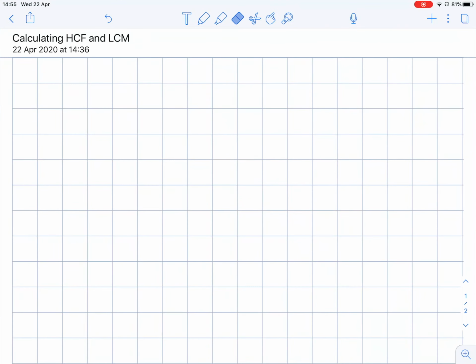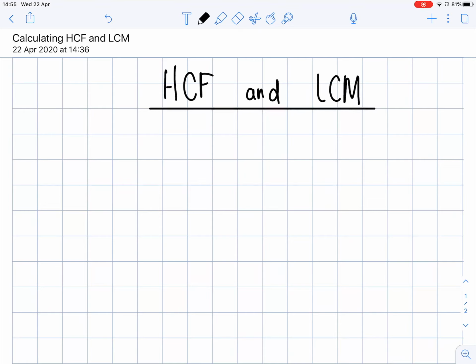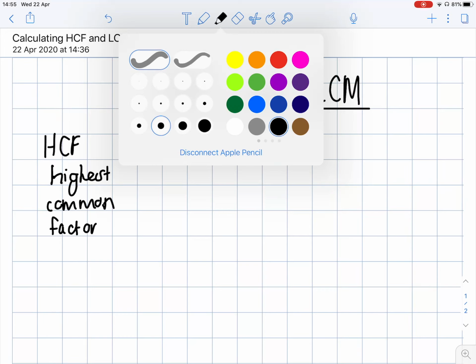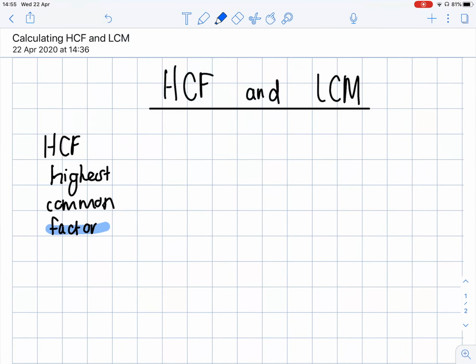Okay, when we calculate the HCF and the LCM of 2 or 3 or multiple numbers, we first need to know what each of these means. So when we break up the word HCF, we know it stands for highest common factor. And many of us freak out a bit because we see the word factor and then we lose a bit of train of thought of what it comprises of.